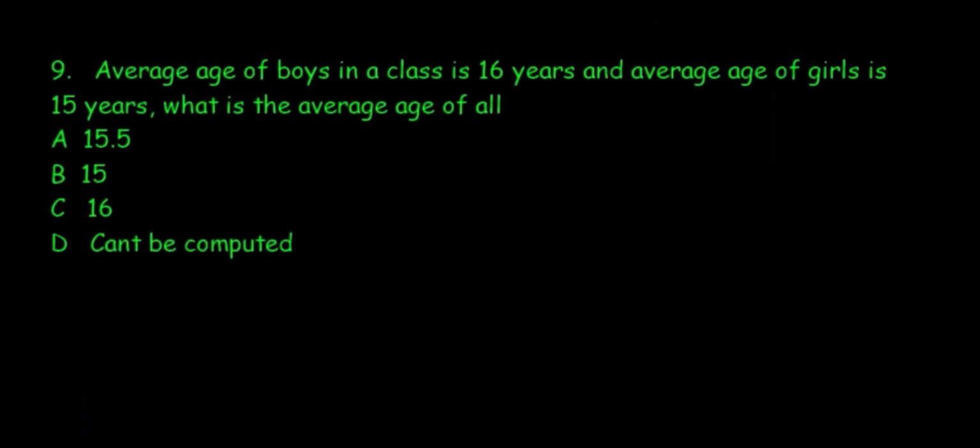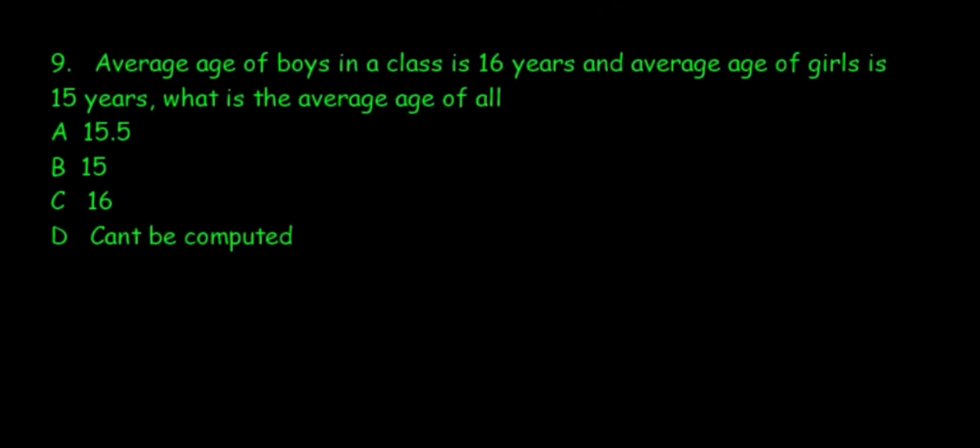Next question, number 9. Average age of boys in a class is 16 years, and average age of girls in a class is 15 years. Okay, so the boys' average age is 16 years, and the girls' average age is 15 years. What is the average age of all of them?